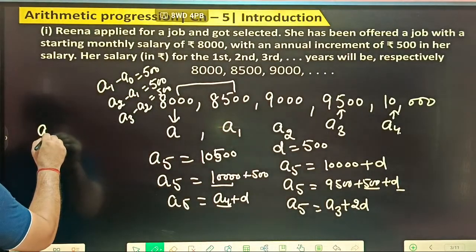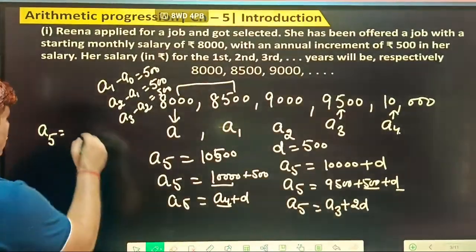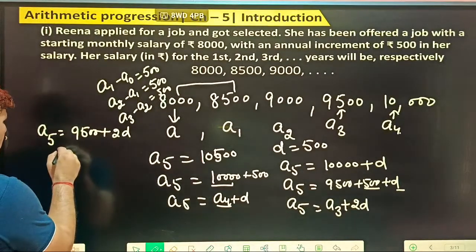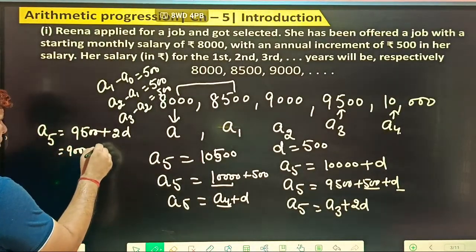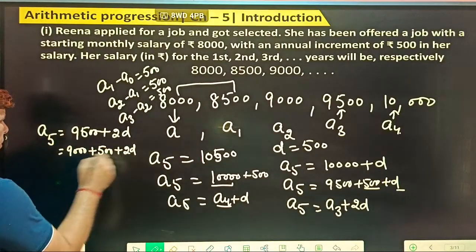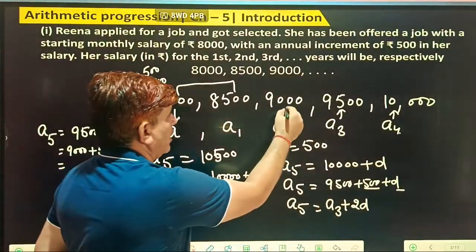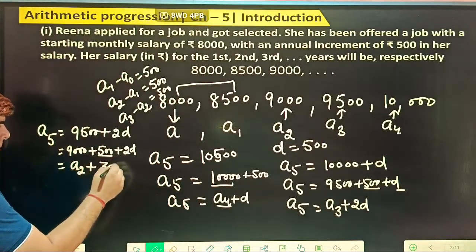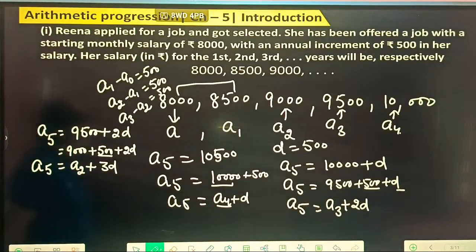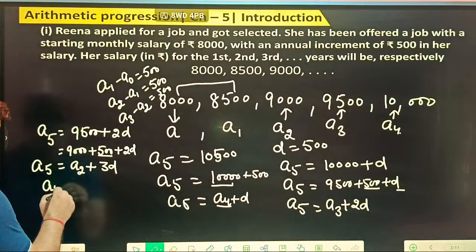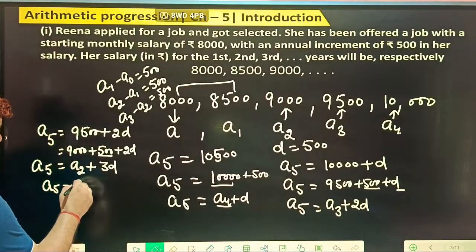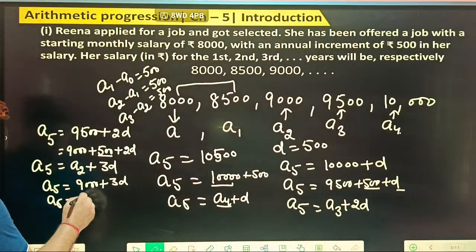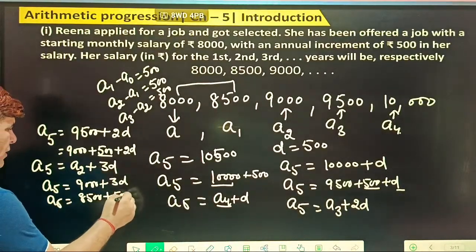Then again write A5: A3 is this, plus 2D. This we can write, how? What is this, 9,000? A2. A2 plus D is this. So 3D. Then we can write A5 is equal to A2, 9,000 plus 3D. This we can write as 8,500 plus 500 plus 3D.